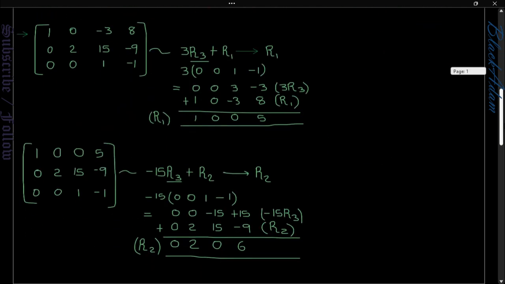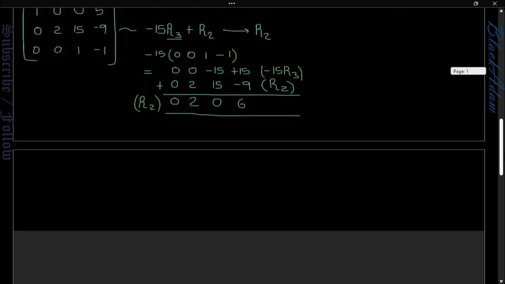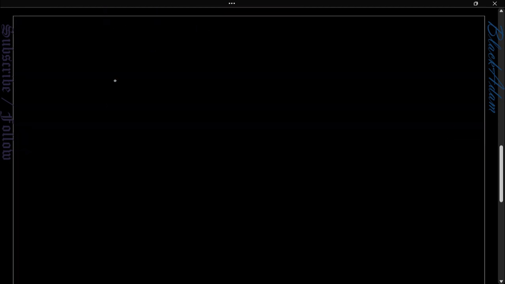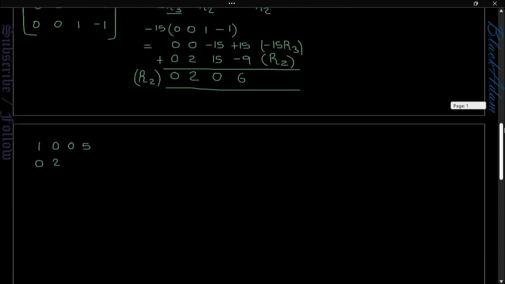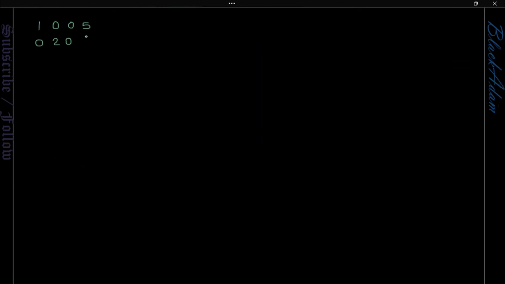So moving on to row 2. After we do an adjustment, we need to make sure that we have the correct matrix. So we put in the matrix as it is from the previous part, that is 1 0 0 5, and that is 0 2 0 6, and that's 0 0 1 -1. And from there we can see that we have 2 0 6.